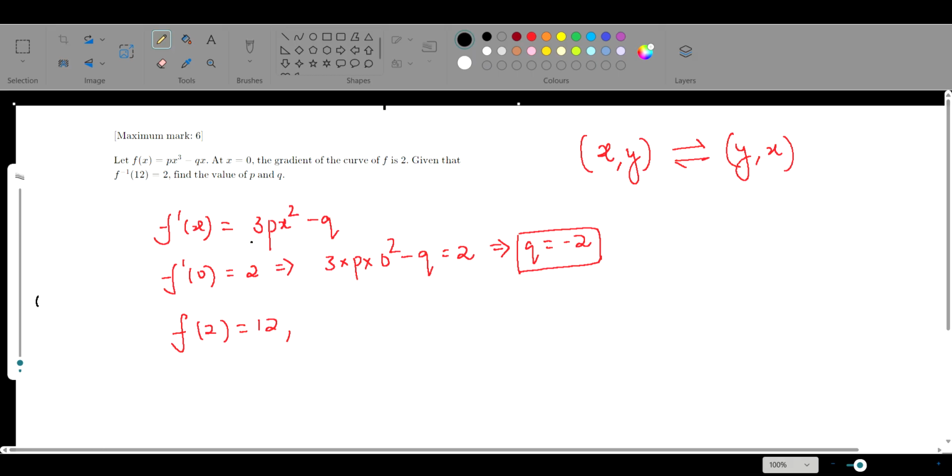Okay. So when I substitute x is equal to 0, then that value is equal to 2. So it's 3p times 0 squared minus q is equal to 2, and hence my q is equal to minus 2. Directly I'm getting it from here.